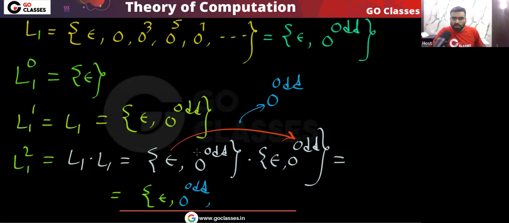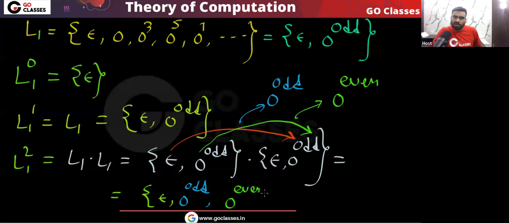Okay. Next, 0 power odd with 0 power odd, what will it give you? It will give you 0 power even also. Yes or no? So you will get all the 0 power even also. So basically you are getting every string. Can I say you are getting 0 star? You are getting every string. Is this point clear? Please tell me.